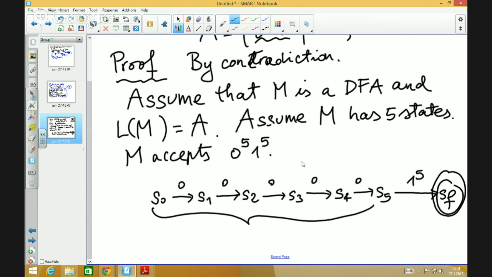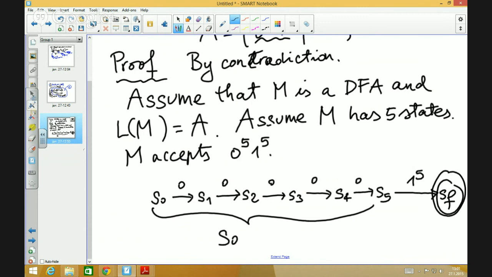Okay, we have 5 states in our automaton. We went through 6 states. Can they all be different? No, because we don't have 6 states. We only have 5. So somewhere in here, we have visited the same state twice at least. What does this mean? This means that in this computation, there was a loop.